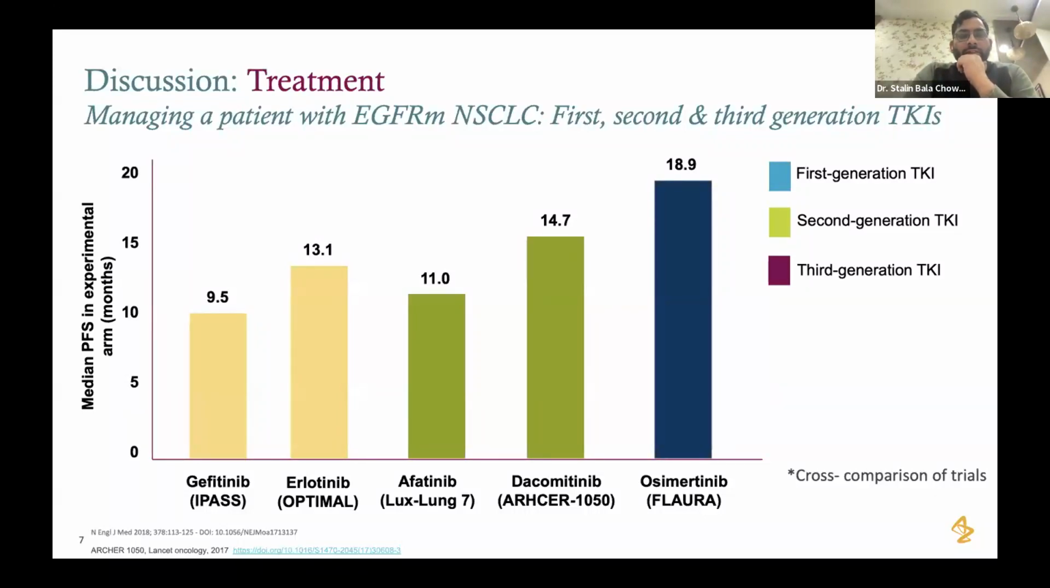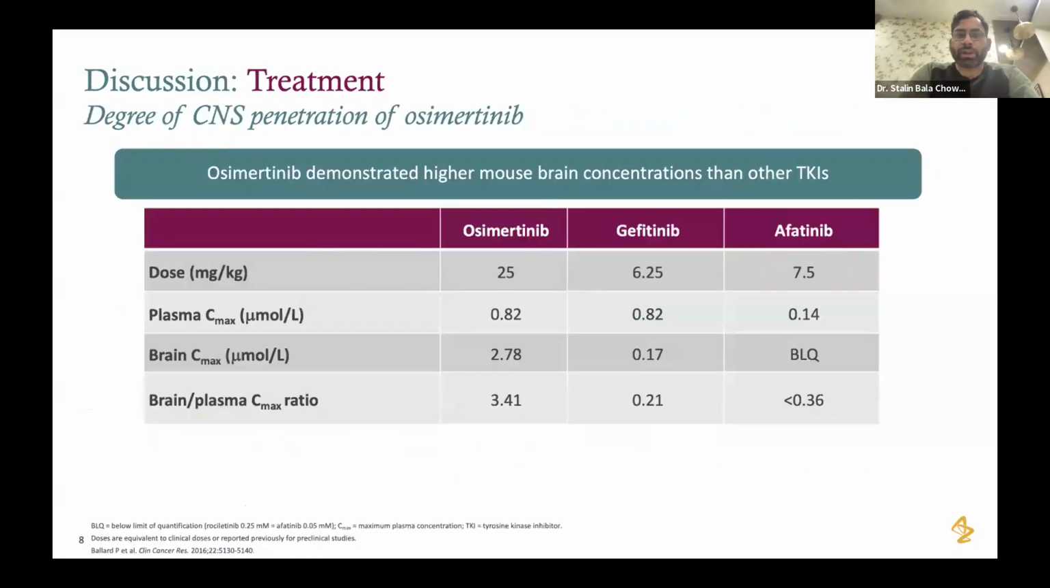So this is the evolution of the EGFR TKIs right from IPASS to the FLAURA. When I was doing my residency, gefitinib was the standard of care and it is the most widely available molecule. And the median progression-free survival the patient gets with gefitinib was 9.5 months. Which slowly progressed over time until the FLAURA results came, it is 18.9 months.